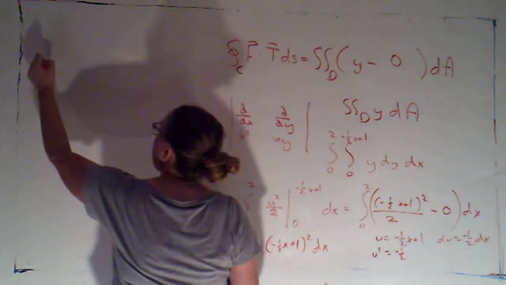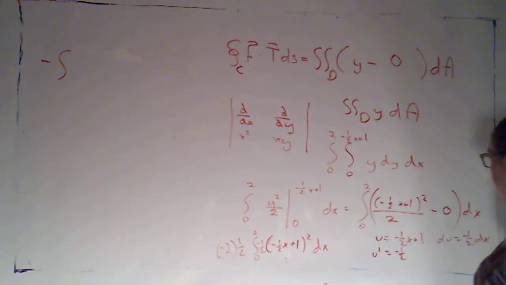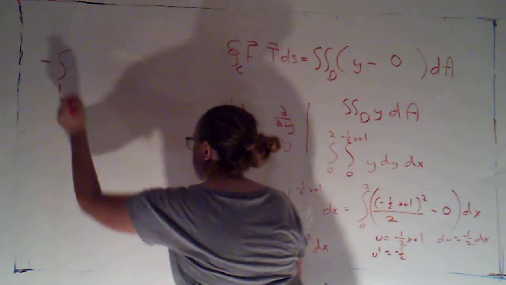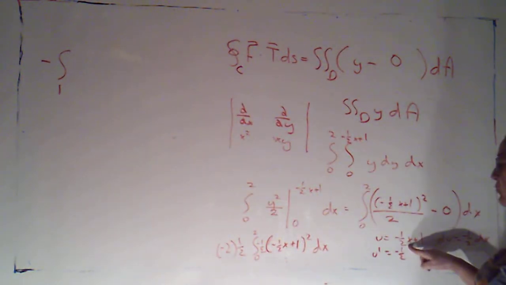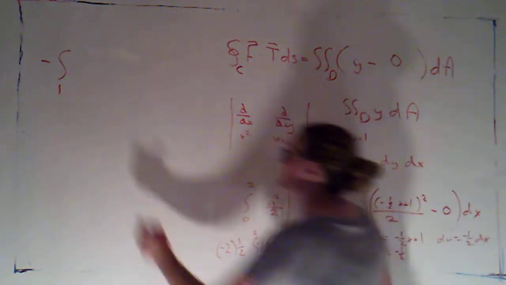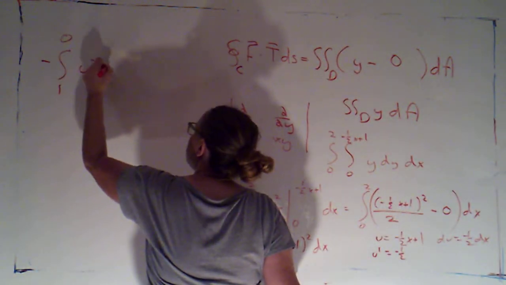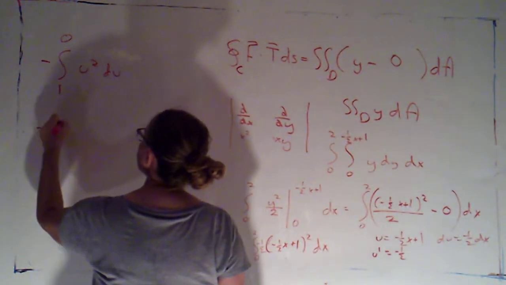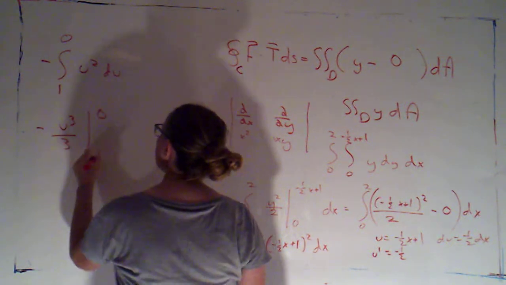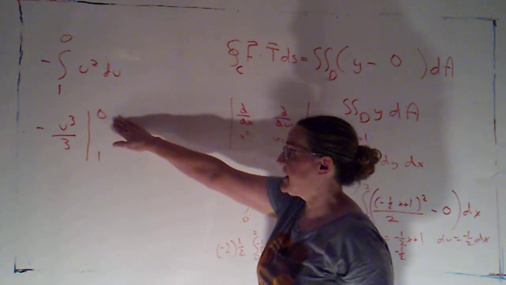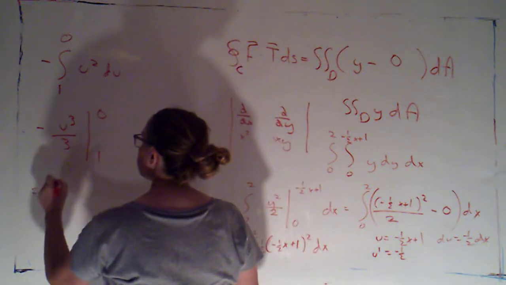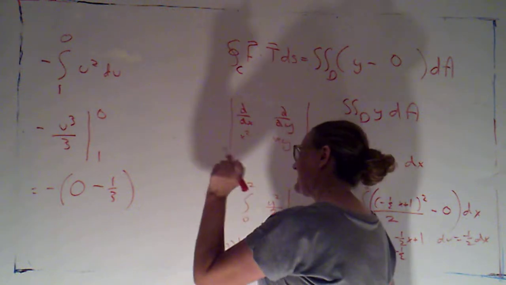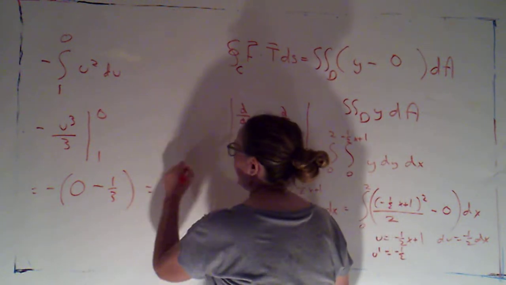So let's see, we've got negative, the integral from the u value at 0, which would be 0 plus 1, is 1, to the u value at 2, which is going to be -1 plus 1, which is 0. But then it just becomes u² du. So that's going to be -u³/3, evaluated between 0 and 1. Just be careful, the 0's on the top now. So that's -0 minus 1/3. That's -1/3. That's going to be 1/3.